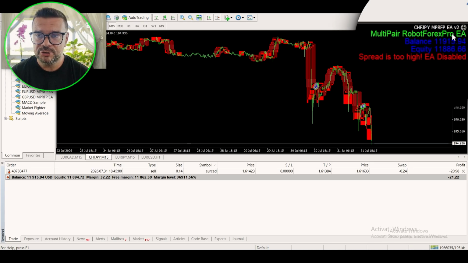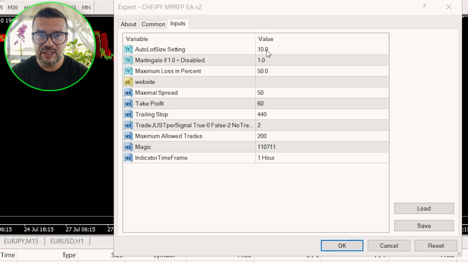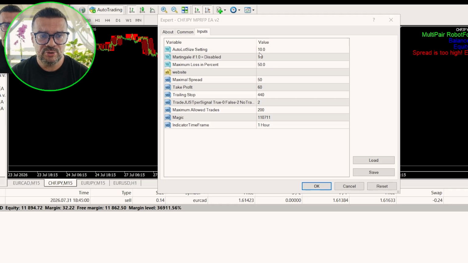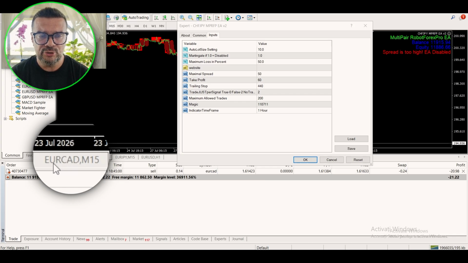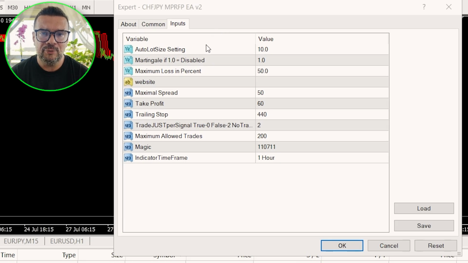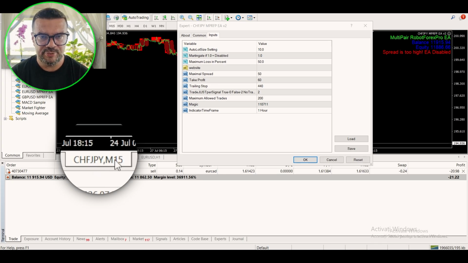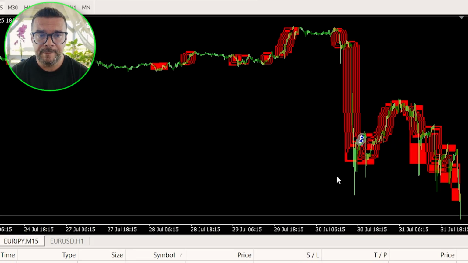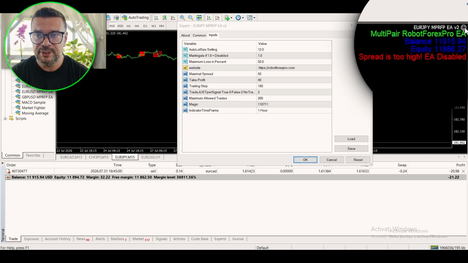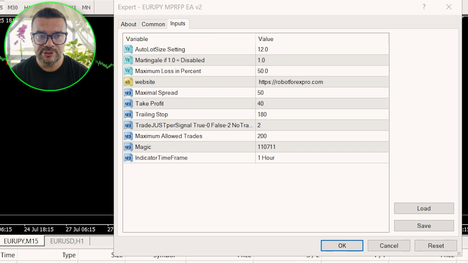And this is for the Swiss franc, Japanese yen, auto lot size 10. Because the statistics show that actually the Euro Canadian dollar is the less risk part. So I'm using slightly bigger auto lot size settings there. It's 12. Here on the Swiss franc Japanese yen, it's only 10. Here are the settings. And the Euro Japanese yen, again 12. So similar risk as the Euro Canadian dollar with, again, no martingale at 50% stop loss.